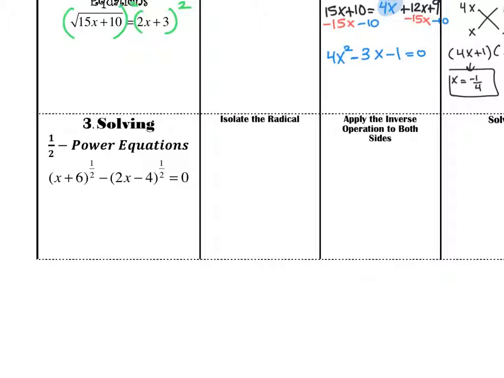So first of all, I need to isolate. Now to the power 1 over 2, that's the same thing as the square root of x plus 6. But I can just keep it as a rational exponent, and I need to move this part to the other side. So I end up having x plus 6 to the power 1 over 2 equal 2x minus 4 to the power 1 over 2. So now it's as if I have a square root on both sides.